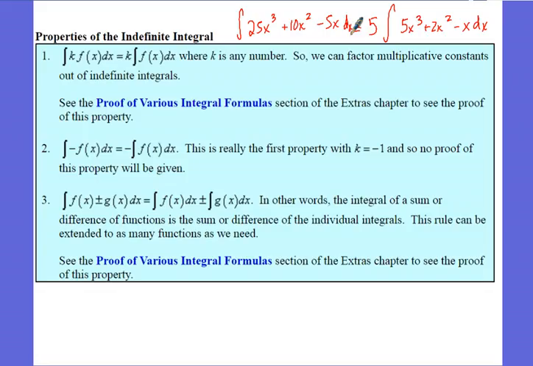Because technically they all have a 5x in them. I do not want to take out a variable. Okay? I'm only at this point taking out numbers. Everybody understand that? The next one is basically a derivative, no pun intended, of the first one.